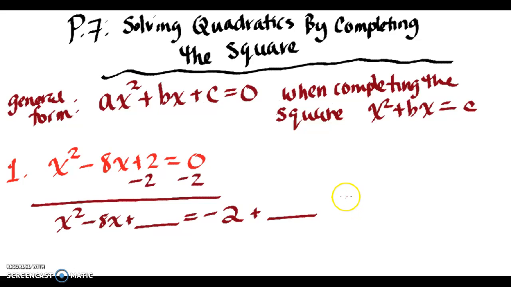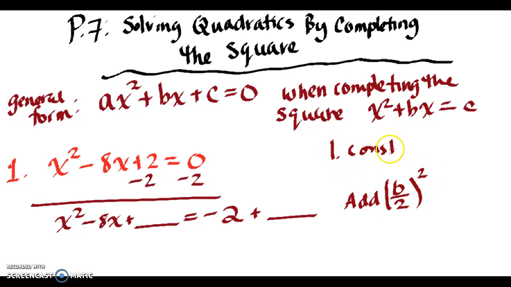At this step, we're going to add whatever b over 2 squared would be equivalent to. So first we move the constant, then we add b over 2 squared to both sides. In this case, our b value equals negative 8. So here we're going to do negative 8 divided by 2 squared, and then the same over here, negative 8 divided by 2 squared.